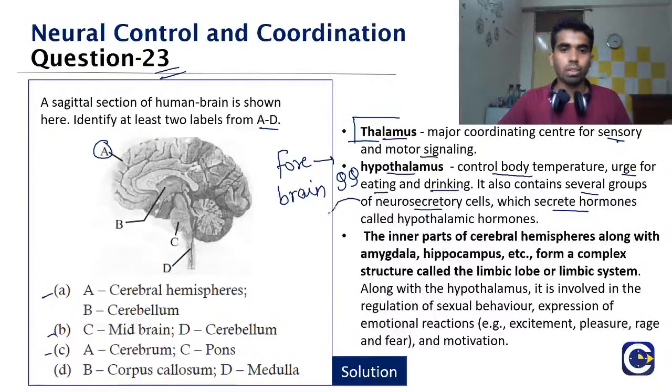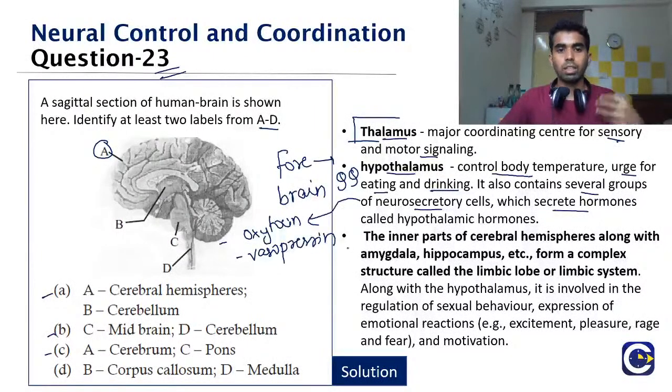And what are the hormones secreted by the hypothalamus? They are oxytocin and vasopressin. These hormones are secreted by the hypothalamus and stored in the posterior pituitary for further release.